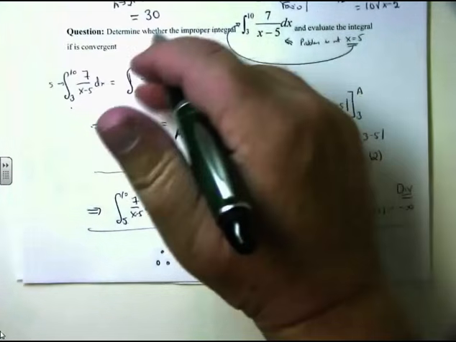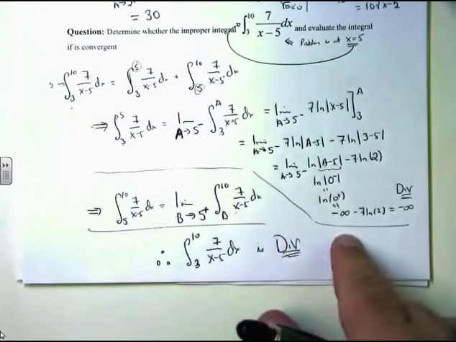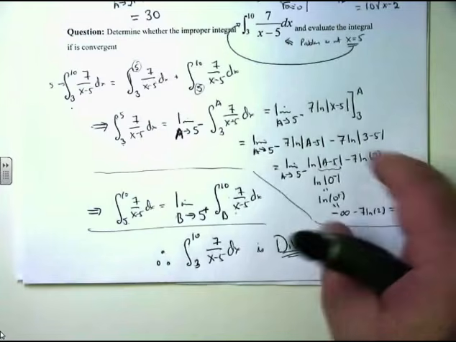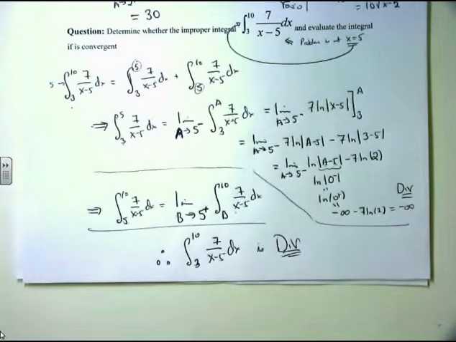Again, if this did converge, then I would go and figure out this integral. And if this did converge, I would add the two answers together. But if just one of them diverges, the original problem, the solution would be divergent.